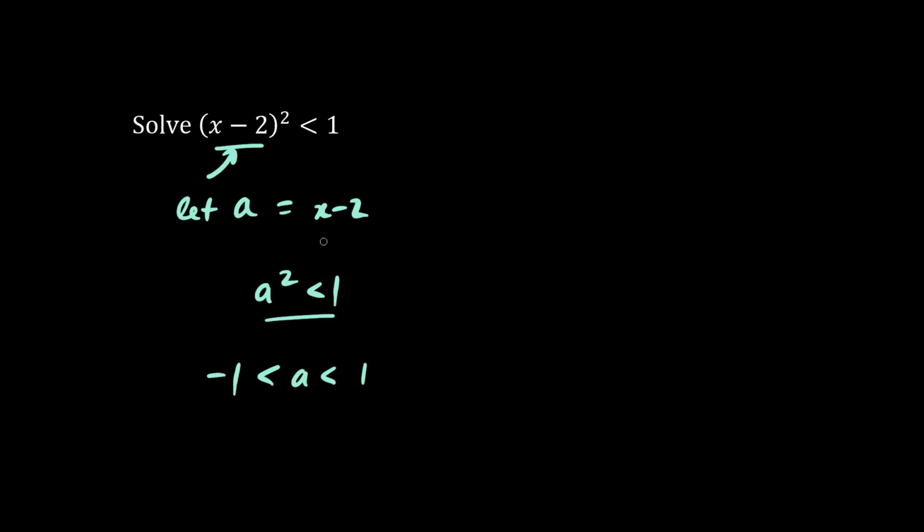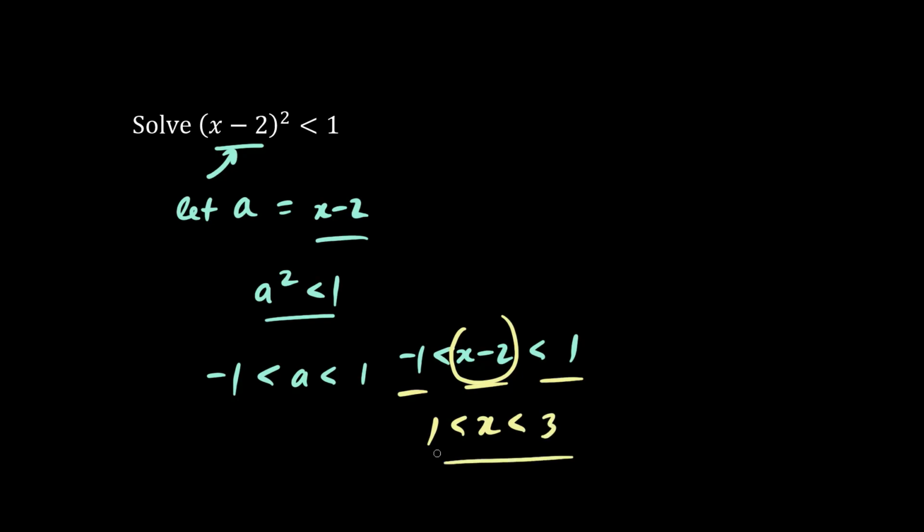What is a? A is x minus 2. So we have x minus 2 is between 1 and negative 1. Finally, we have 3 parts, and we just add 2 to each part. When we add 2 to the middle part, we get x. We add 2 to negative 1, we get positive 1. And when we add 2 to 1, we get 3. Thus, the domain is between 1 and 3.